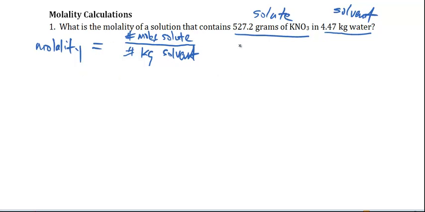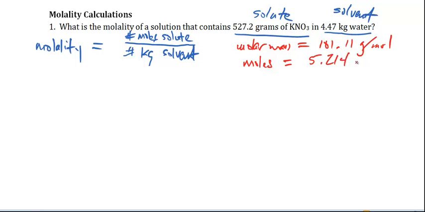To do that, you're going to need the molar mass of potassium nitrate. So hopefully, pause the video if you haven't done it. Make sure you know how to figure that out. But if you did that, the molar mass is 101.11 grams per mole. So for the number of moles, you should get 5.214 moles of potassium nitrate.